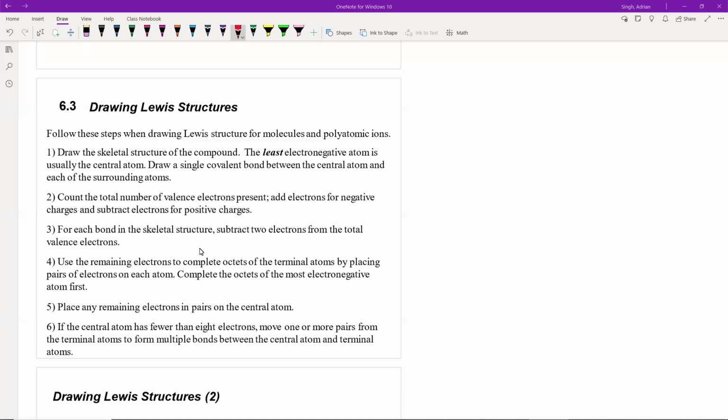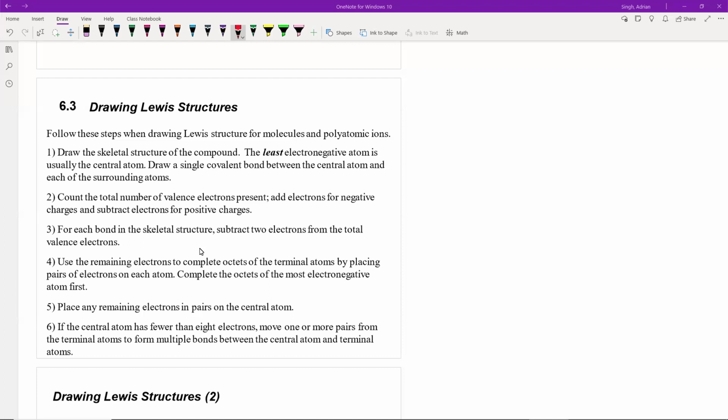So the steps that your book outlines are really good steps to follow for drawing Lewis structures. I will preface this by saying there are multiple ways to end up with the same Lewis structure. If you look at other textbooks or online, you might see different strategies for coming up with Lewis structures. It doesn't really matter which strategy you use, as long as you end up with the same answer at the end. The way that your book goes through is a good way because you're always going to end up with the right answer, and so that's the way that I recommend.